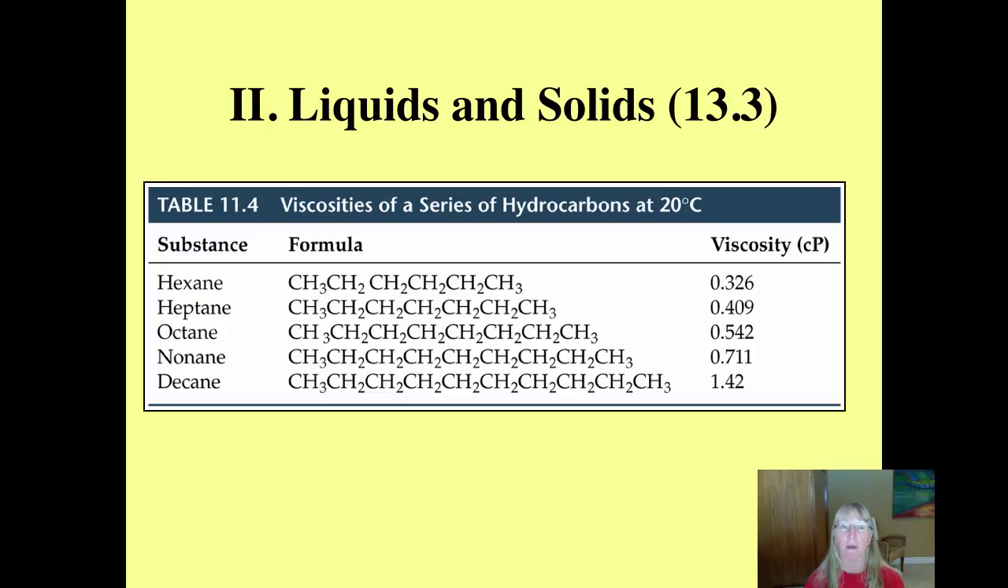So there's an actual measurement to viscosity, this unit little c big P, centipoise. You don't need to know it. Notice that as you get longer and longer chains, the viscosity is increasing. How do you translate that?